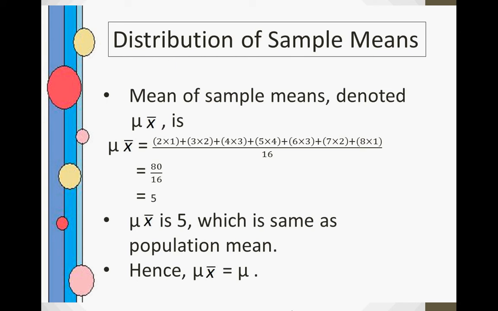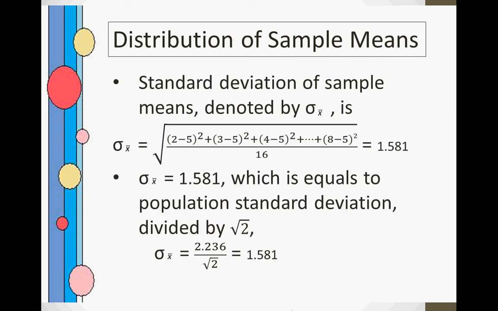The mean of the sample means, denoted by mu x bar, is equal to (2 times 1 + 3 times 2 + 4 times 3, and so on) divided by 16, which is equal to 80 divided by 16, which is equal to 5. The mu x bar is 5, which is the same as the population mean. Hence, we can say that mu x bar is equal to mu.